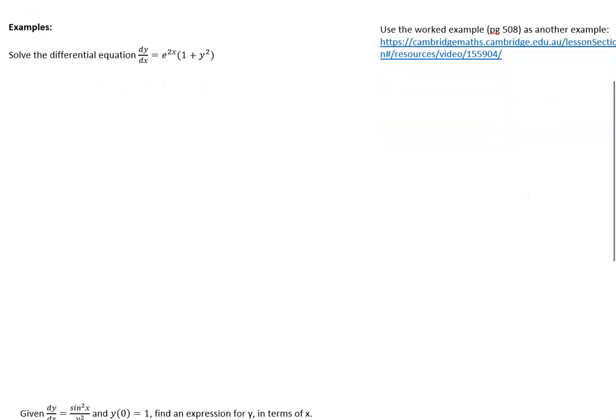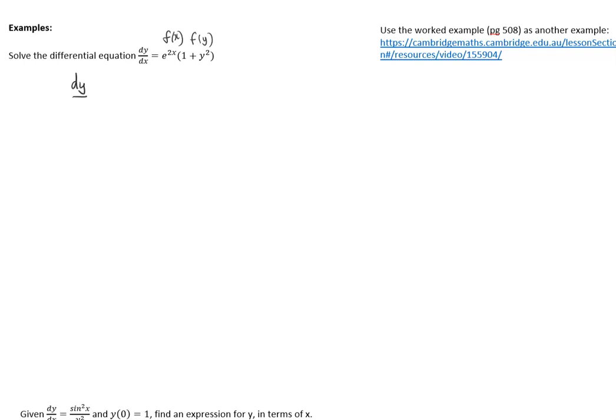The first one is: solve the differential equation dy/dx equals e to the 2x over 1 plus y squared. So as you can see here, we've got a function in terms of x, and we've got a function in terms of y. And eventually what we want to try and do is get all the functions in terms of y with the dy, and the function in terms of x with the dx. And so we're going to separate the variables out.